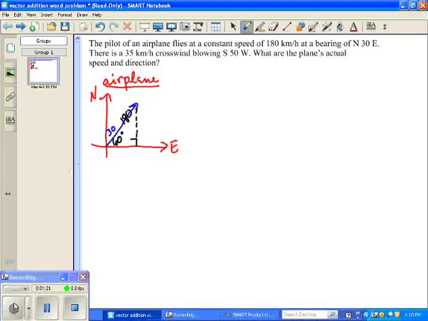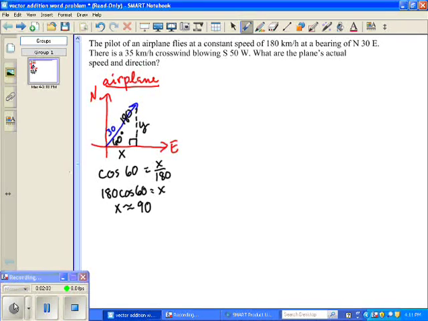So we draw a triangle inside here, and we want to find the x and the y component in this picture. Okay, so to find x, since x is the adjacent to the angle, and we have the hypotenuse, we're going to use cosine. So cosine of 60 equals x over 180, adjacent over hypotenuse. So solve for x. We have 180 cosine of 60 equals x. So x is approximately 90.